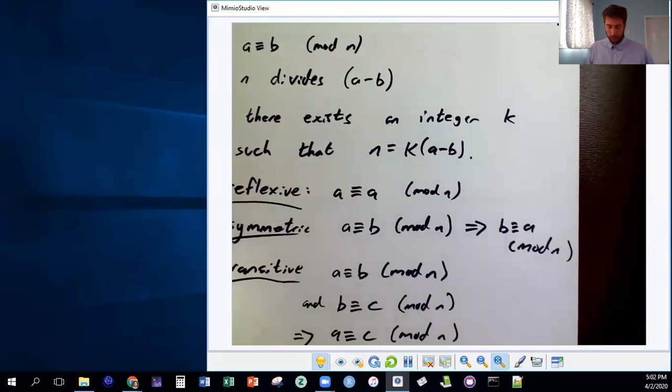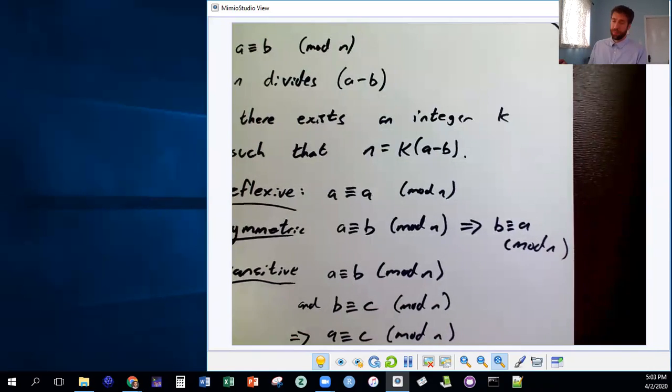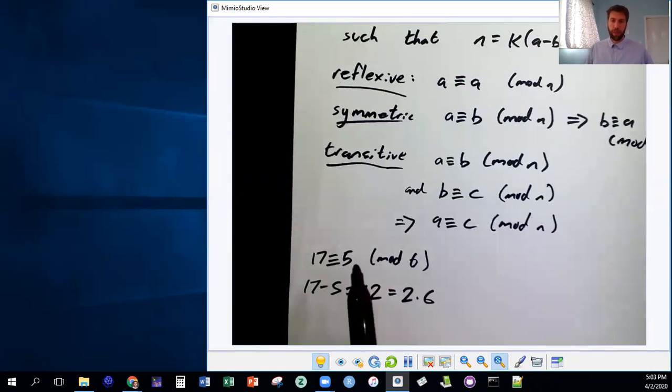Explain why 17 is equivalent to 5 mod 6. Well, that's because 17 minus 5 equals 12, which is 2 times 6. Well, you can't see that, sorry. Why is 17 equivalent to 5 mod 6? Because 17 minus 5 is 12, which is a multiple of 6, 2 times 6. So hence 6 divides 17 minus 5.